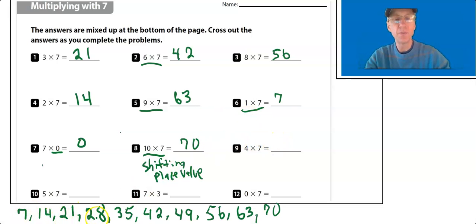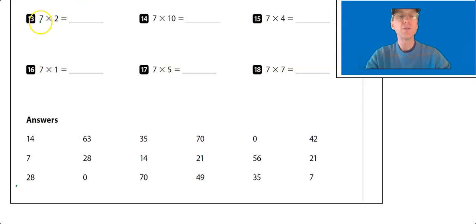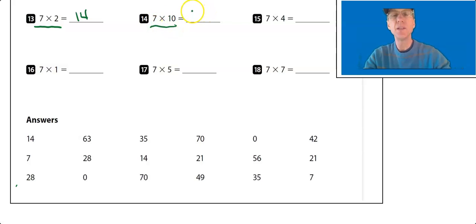4 times 7. 1, 2, 3, 4th multiple. 28. 5 times 7. 35. You probably know that one. Now they're changing the order. There's 3 times 7. That's that commutative property. And 0. Okay, let's check out the next page. There we go. 7 times 2. I think they're just changing the order on that one again. 7 times 10. 70. Shifting in place value.